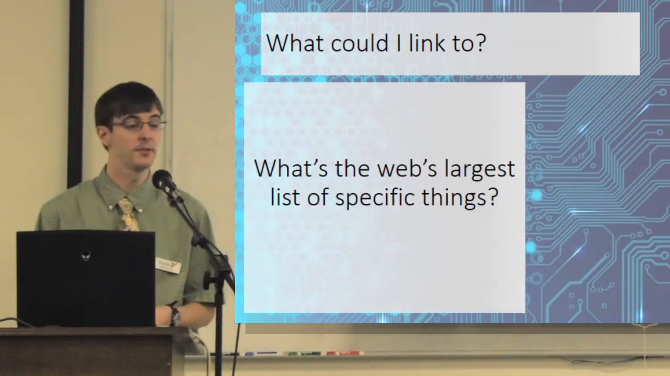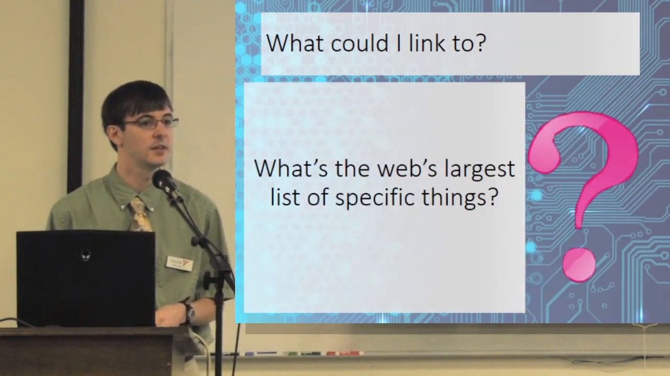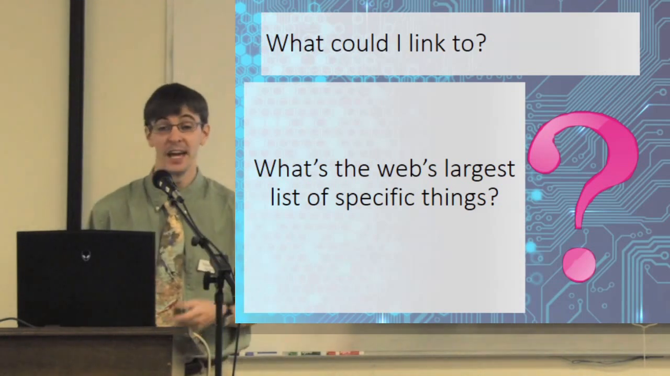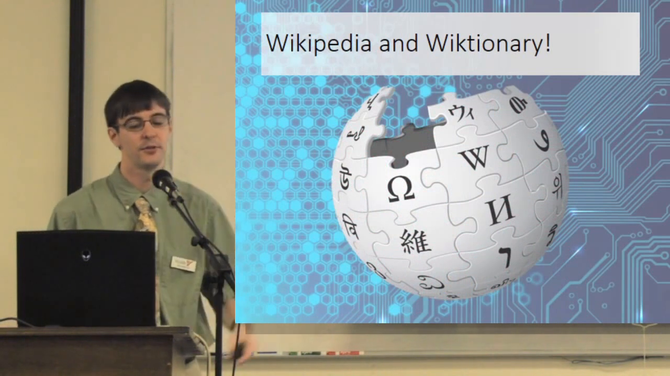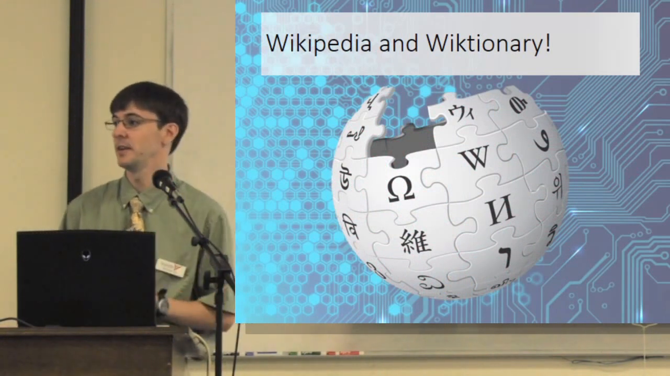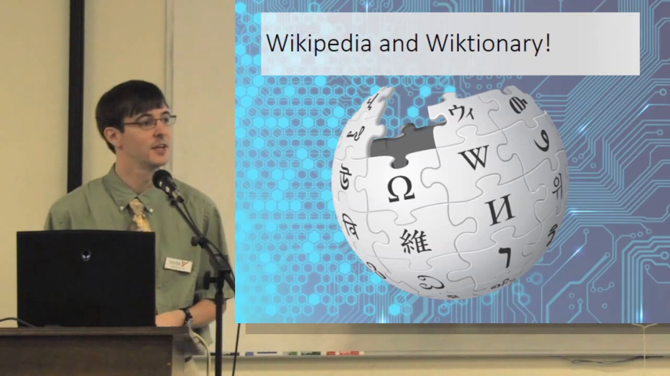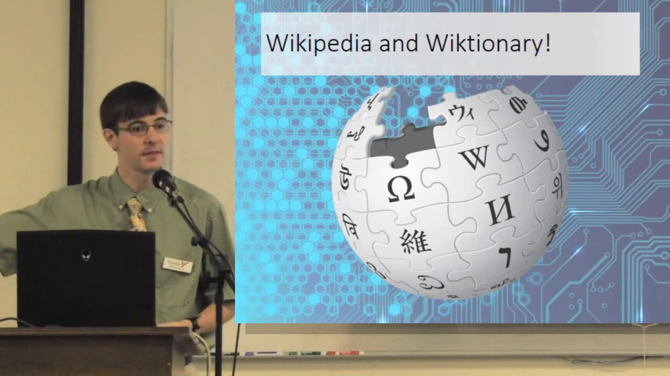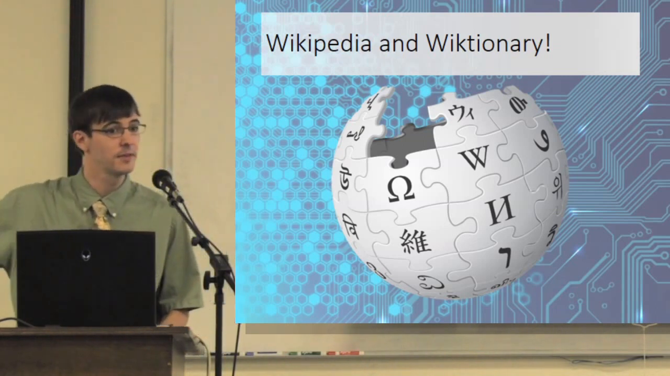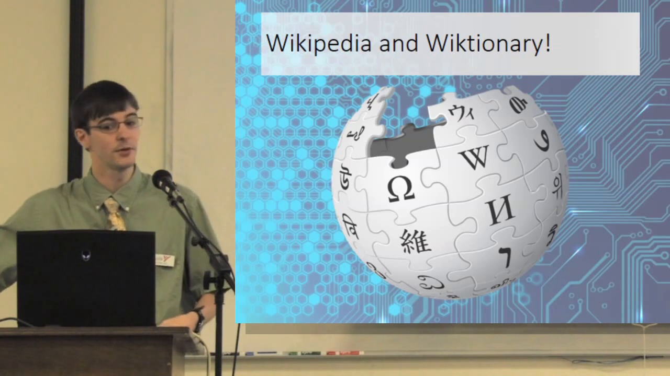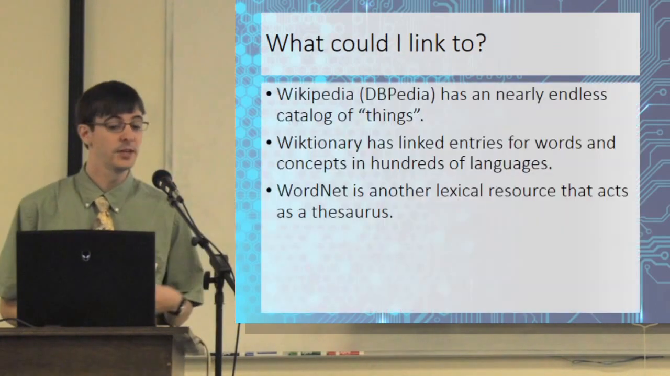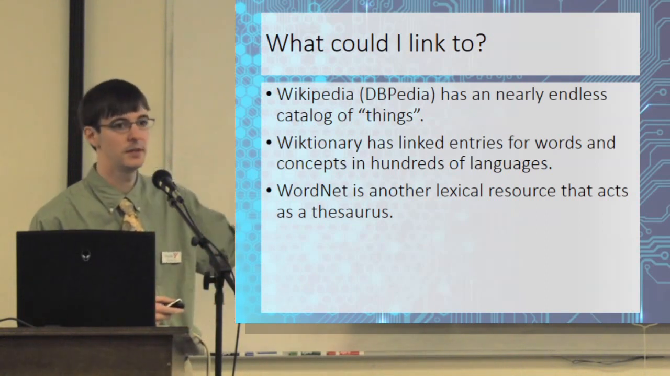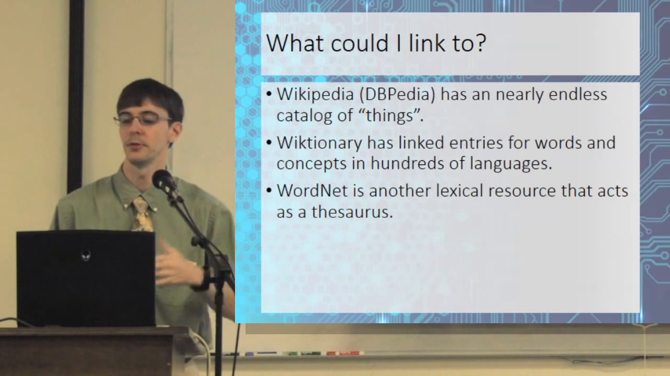So what is the web's largest list of specific things? Anybody have any idea? Wikipedia. There you go. And Wiktionary. I'm going to throw that in there because Wiktionary is useful as well. But I know that Wikipedia is generally a bad word in the academic world. But by linking to Wikipedia, you're saying, I'm talking about this specific thing here. You're not necessarily saying that you agree with everything that is written on that page today, tomorrow, or in the future. So Wikipedia, and actually there's a dump of Wikipedia into RDF format that's called DBpedia, so I may use either word for it throughout the rest of the presentation.